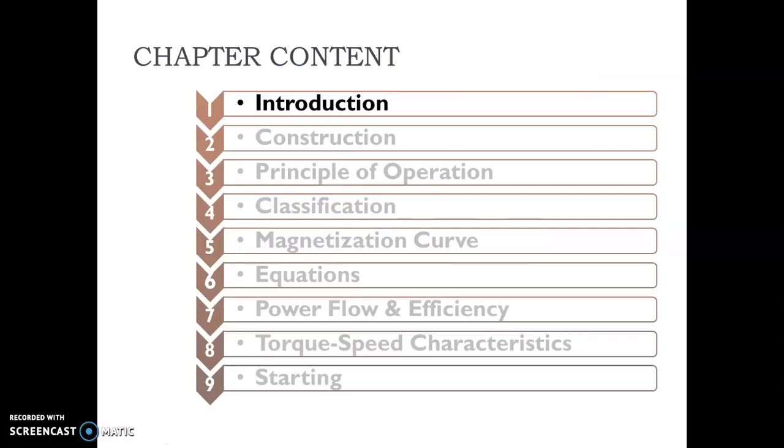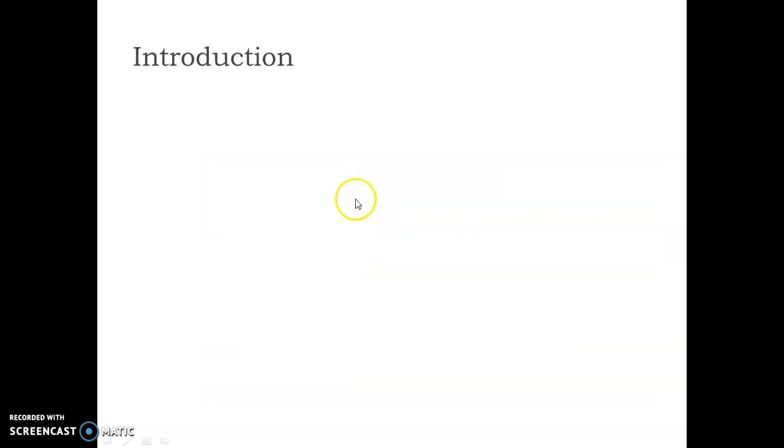First of all, we will study the introduction of DC machines, then construction, principle of operation, classification of DC machines, magnetization curve, equations, power flow and efficiency, torque-speed characteristics, starting, and some testing. Also we will study how DC machines are tested. So this will be our outcome, based on the content of our DC machine syllabus.